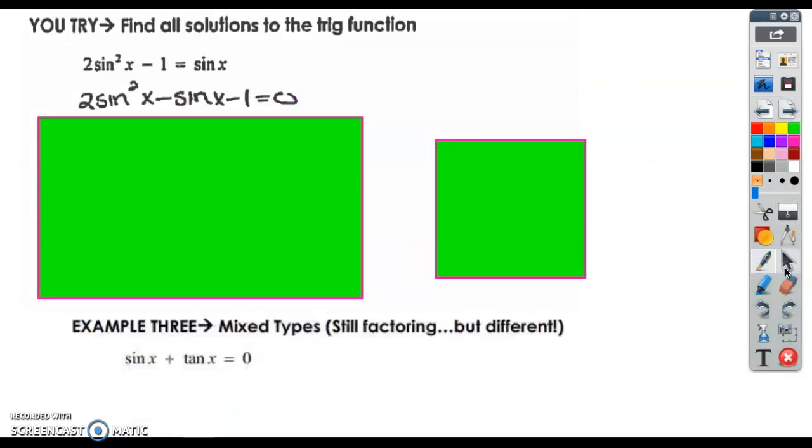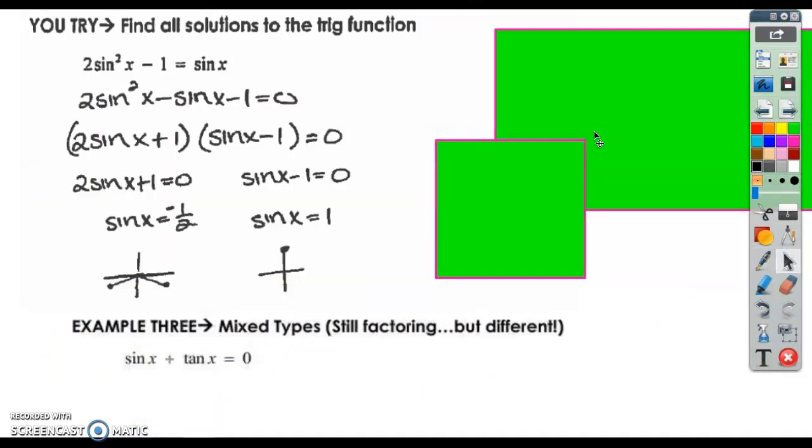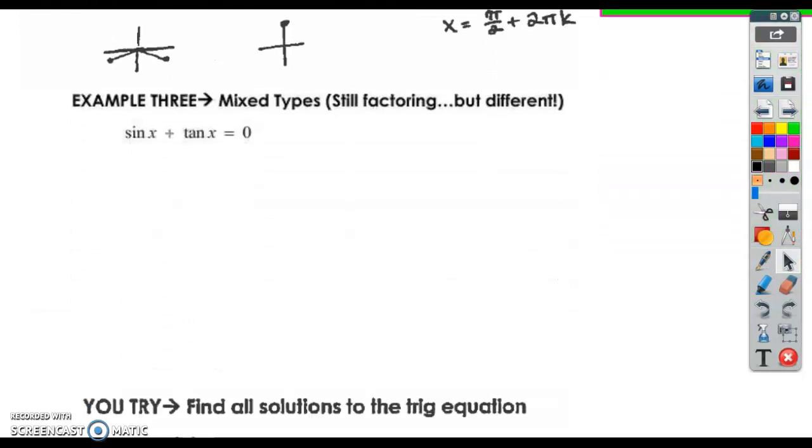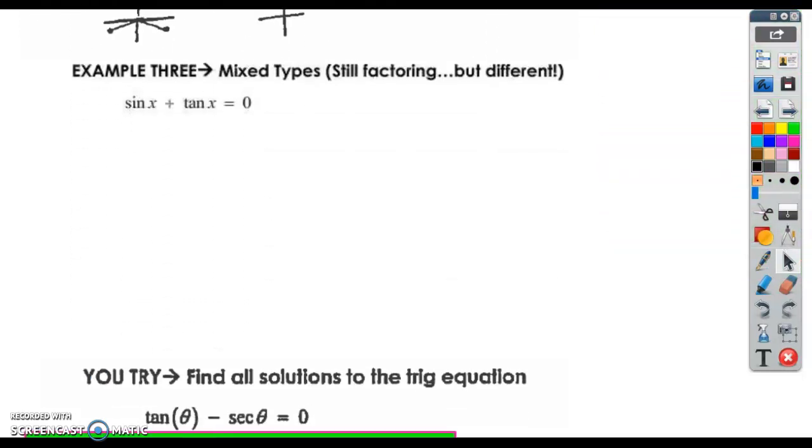Okay, so try the U-try. Press pause. And here are your solutions. Press pause again if you need it. We're moving on to example 3.